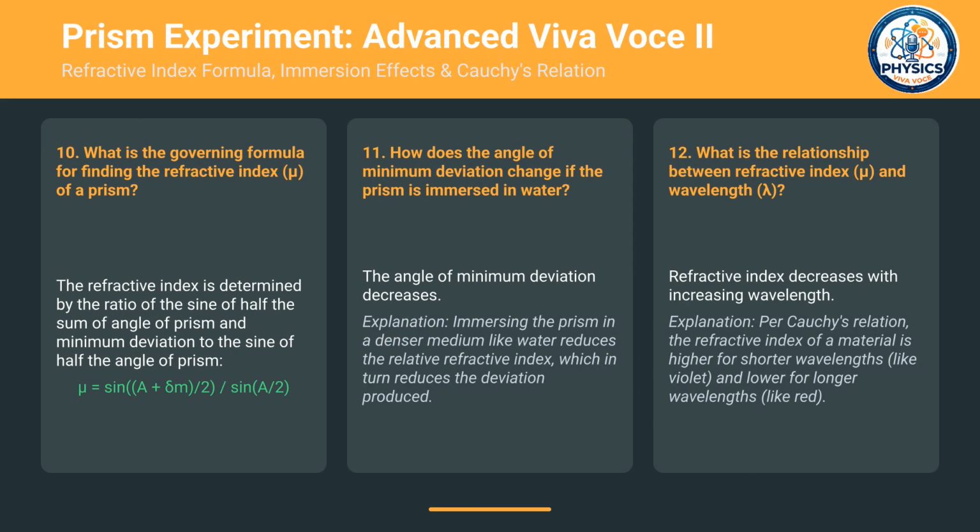Continuing with advanced concepts, the refractive index is given by mu equals sine of (A plus delta m) over 2 divided by sine of A over 2. Immersion in water decreases the angle of minimum deviation due to a reduced relative refractive index. Per Cauchy's relation, the refractive index decreases as the wavelength increases.